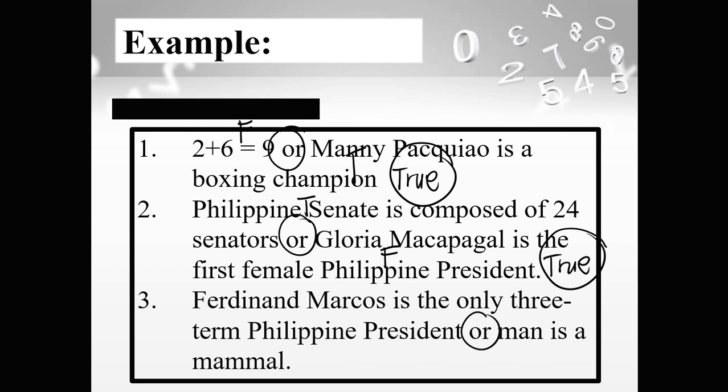Okay, next for number 3, we have Ferdinand Marcos is the only 3-term Philippine president, or man is a mammal. So Ferdinand Marcos is the only 3-term Philippine president. That is your first statement, and we all know that that is true. And man is a mammal. That is also true. First statement is true, second statement is true. What will be the final answer? So final answer will be true. Ayan. So, again, reminder, in disjunction, if both of your statements are false, then the whole statement will be false. Okay?